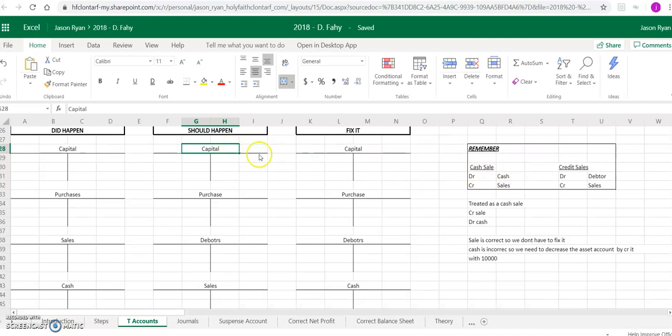So you're going to increase your liability, so it goes on the credit side. And your purchases then is an expense, so that's going to go on the debit side. So the car itself was 10,000.